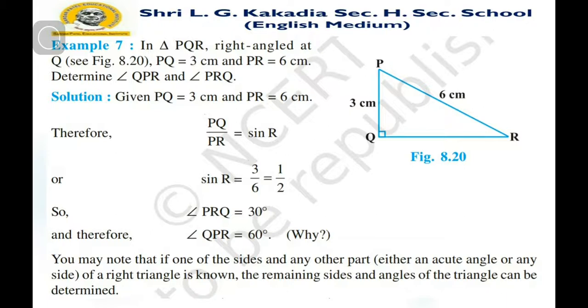You may know that if one side and any other part, either an acute angle or any side of a right triangle, is known, the remaining sides and angles of the triangle can be determined. So here we need only two parts, that is one side and one angle or any other side. Then we can easily find all the acute angles and also the other sides.